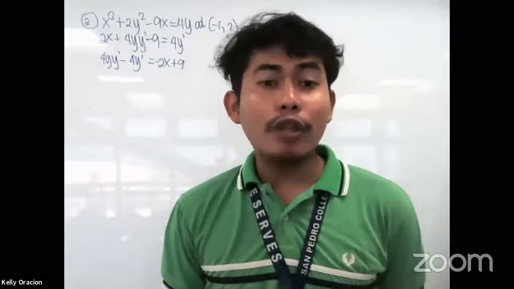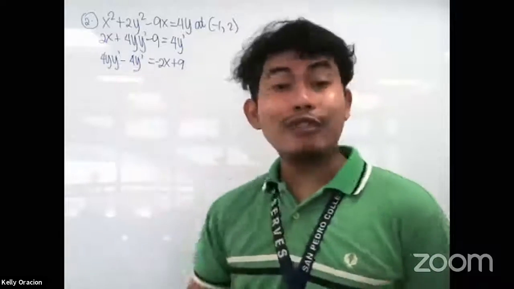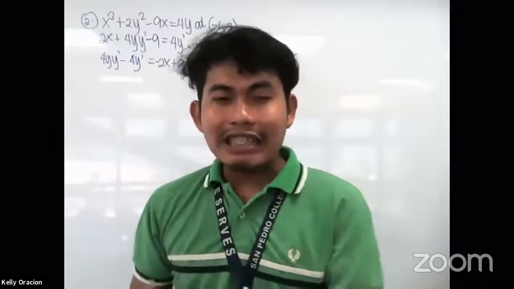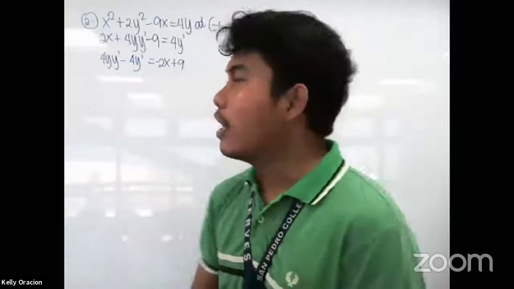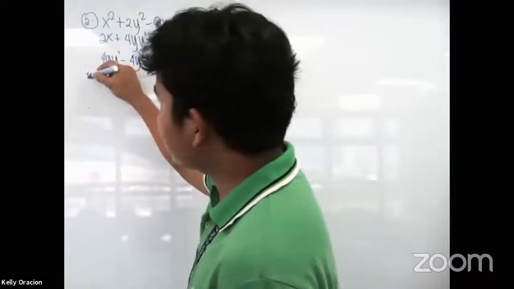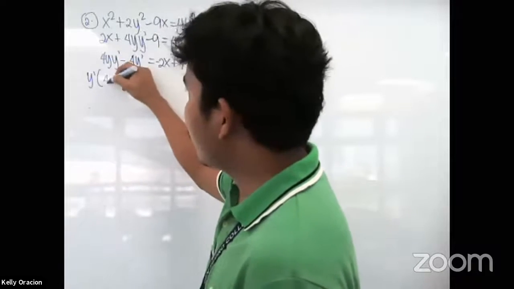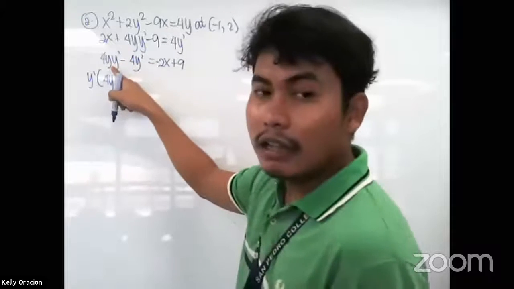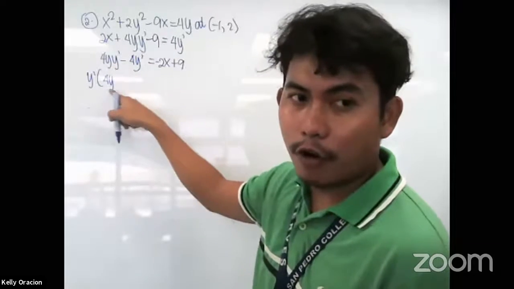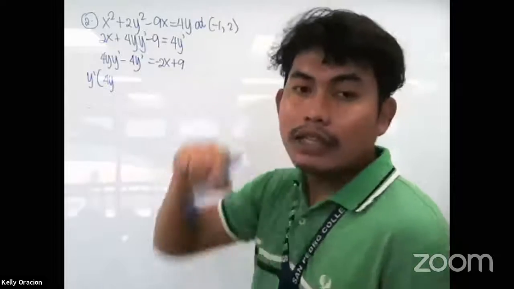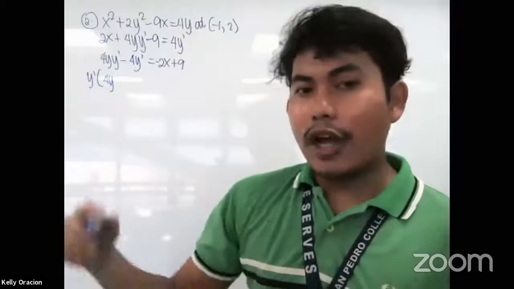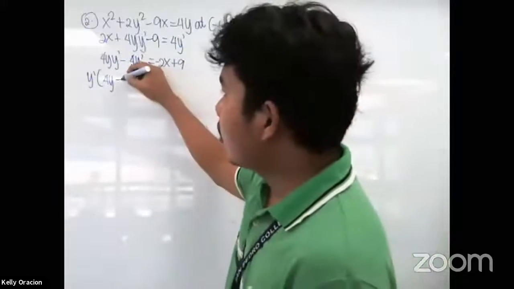We are going to factor out. Each term consists of y prime. So ilabas natin yung y prime ng each term. Ito, merong y prime, so ilabas natin yung y prime niya. So magiging 4y na lang. Ito yung y prime sa negative 4y prime, factor out yung y prime, ang maiwan negative 4 na lang.